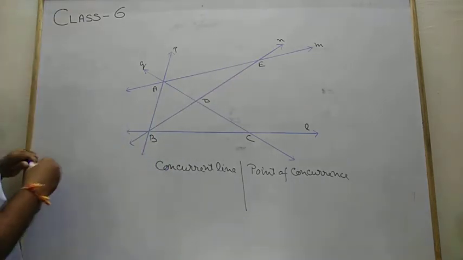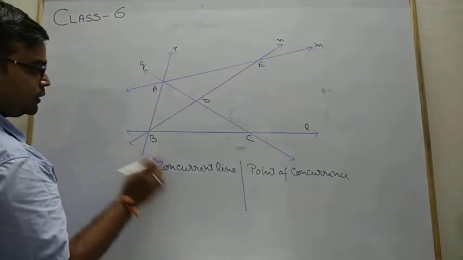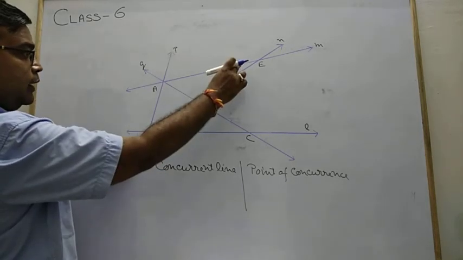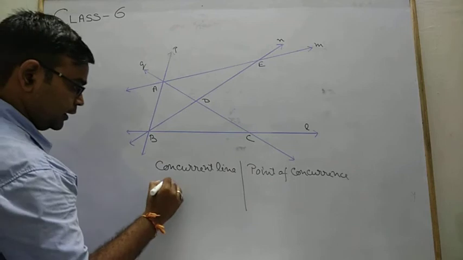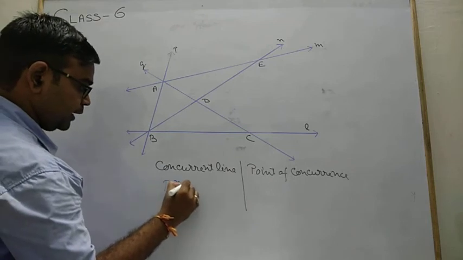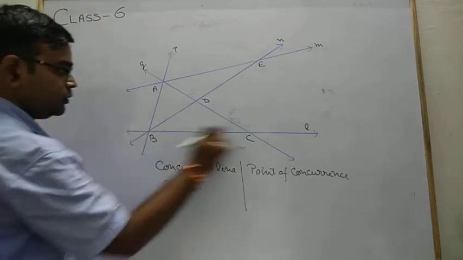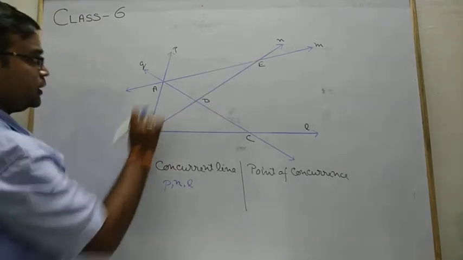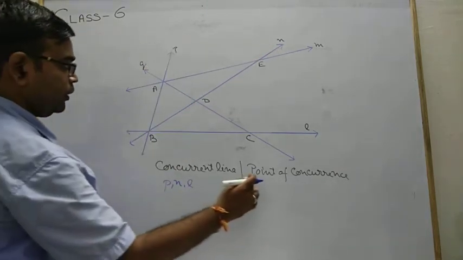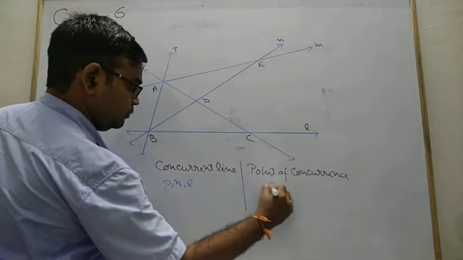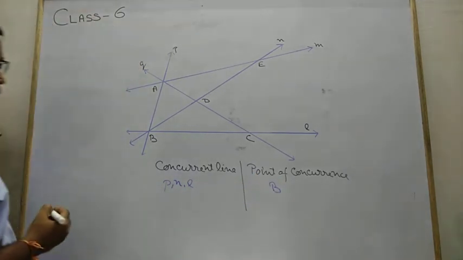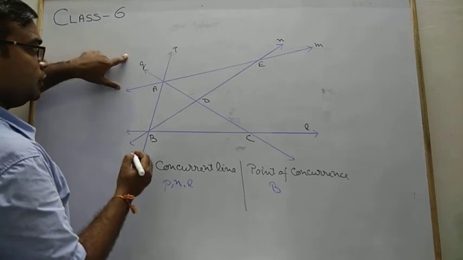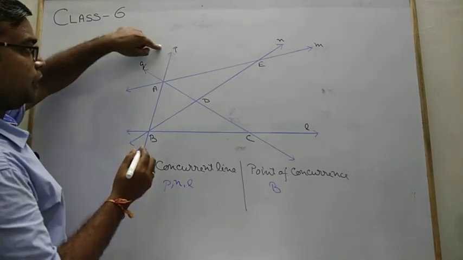So concurrent lines, in this case we have P, then N, and then L. Concurrent lines are P, N, L. This is your line L, this is your line N, and this is your line P. And the point of concurrence is your point B, capital B. Clear? Then again at this place Q, P, and M.